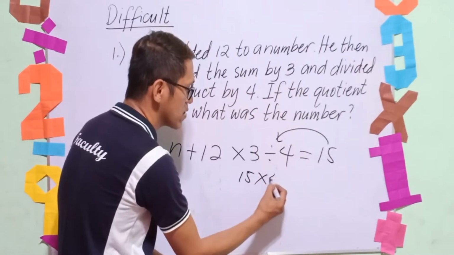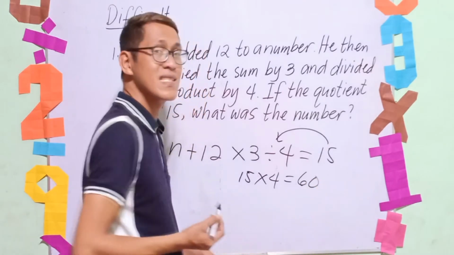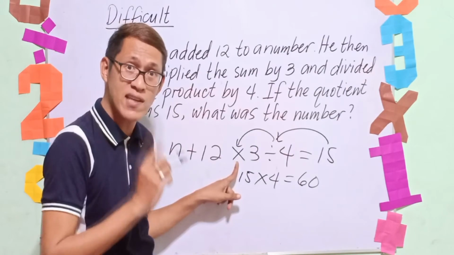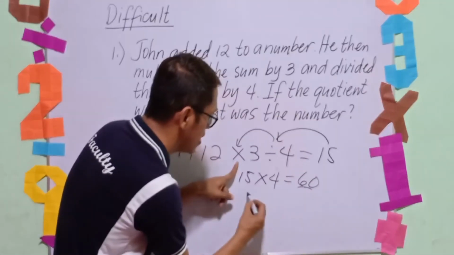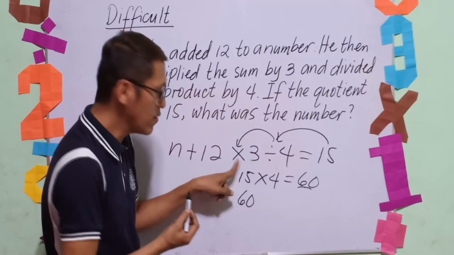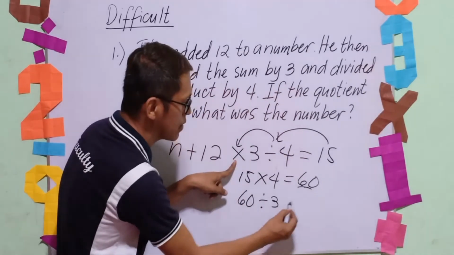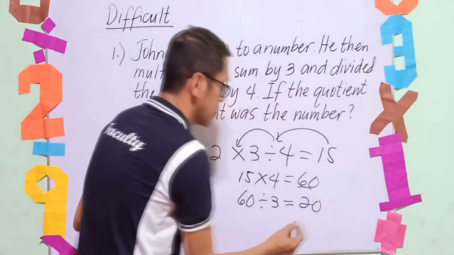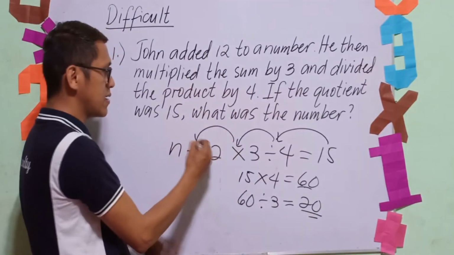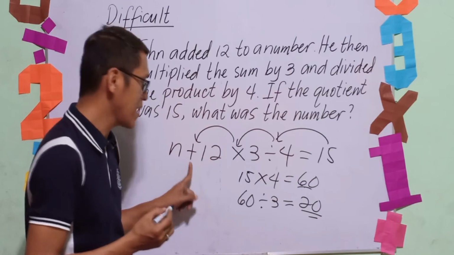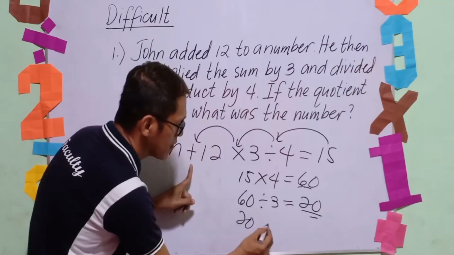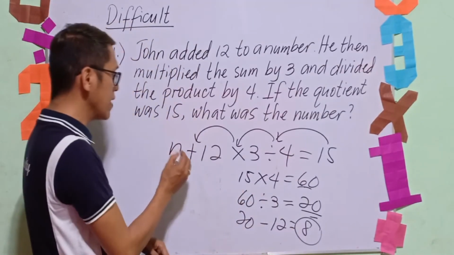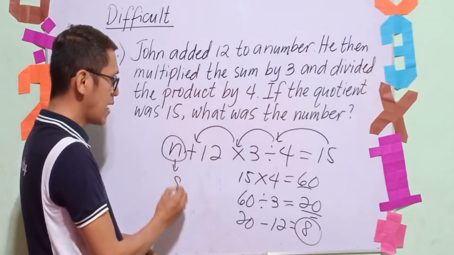So 15 times 4, that will give you 60. Then after that, this is multiplication, so change to division. So 60 divided by 3, that's 20. After that, the next is addition, so change to subtraction. So 20 minus 12, that will give you 8. So the value of n here is 8.